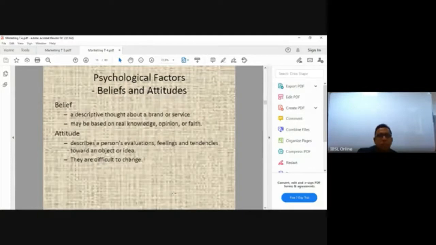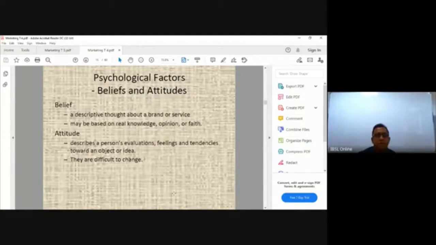Beliefs: a descriptive thought about a brand or service may be based on real knowledge, opinion, or faith. So you believe a certain brand because of the knowledge you have about it, maybe the opinion of others, and the faith you have in the particular brand. Attitude describes a person's evaluations, feelings, and tendencies towards an object or idea.